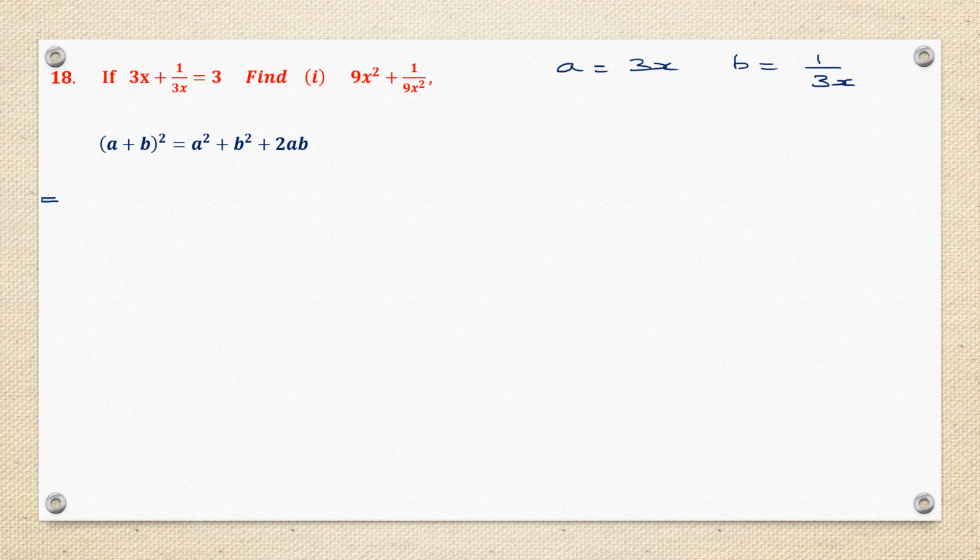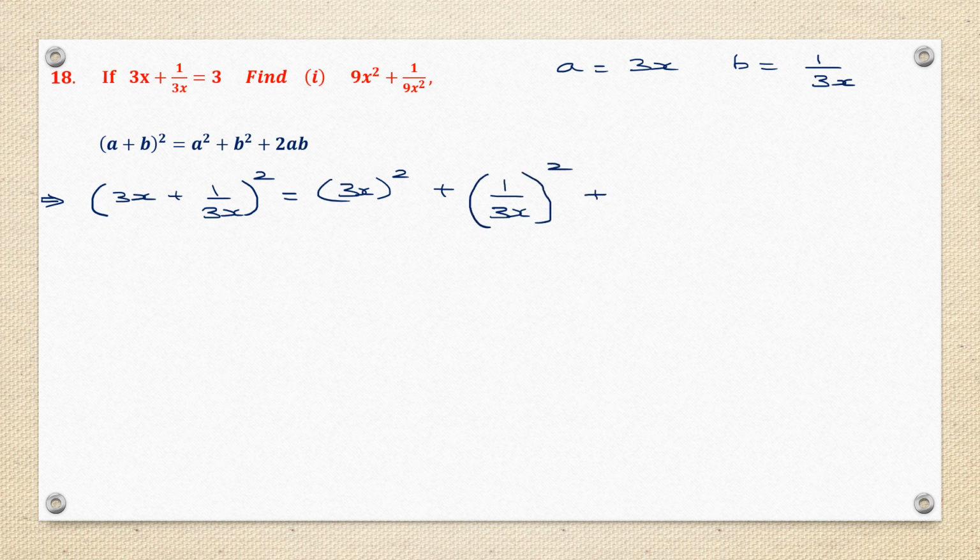So let's begin. a plus b, so a is 3x plus b, which is 1 by 3x, the whole square is equal to a square, that is 3x square, plus b square, that is 1 by 3x, the whole thing square, plus 2ab, that is 2 into a, which is 3x, into b, which is 1 by 3x. Now let's simplify all this. So here 3x plus 1 by 3x, we already have it in the question, it is 3.